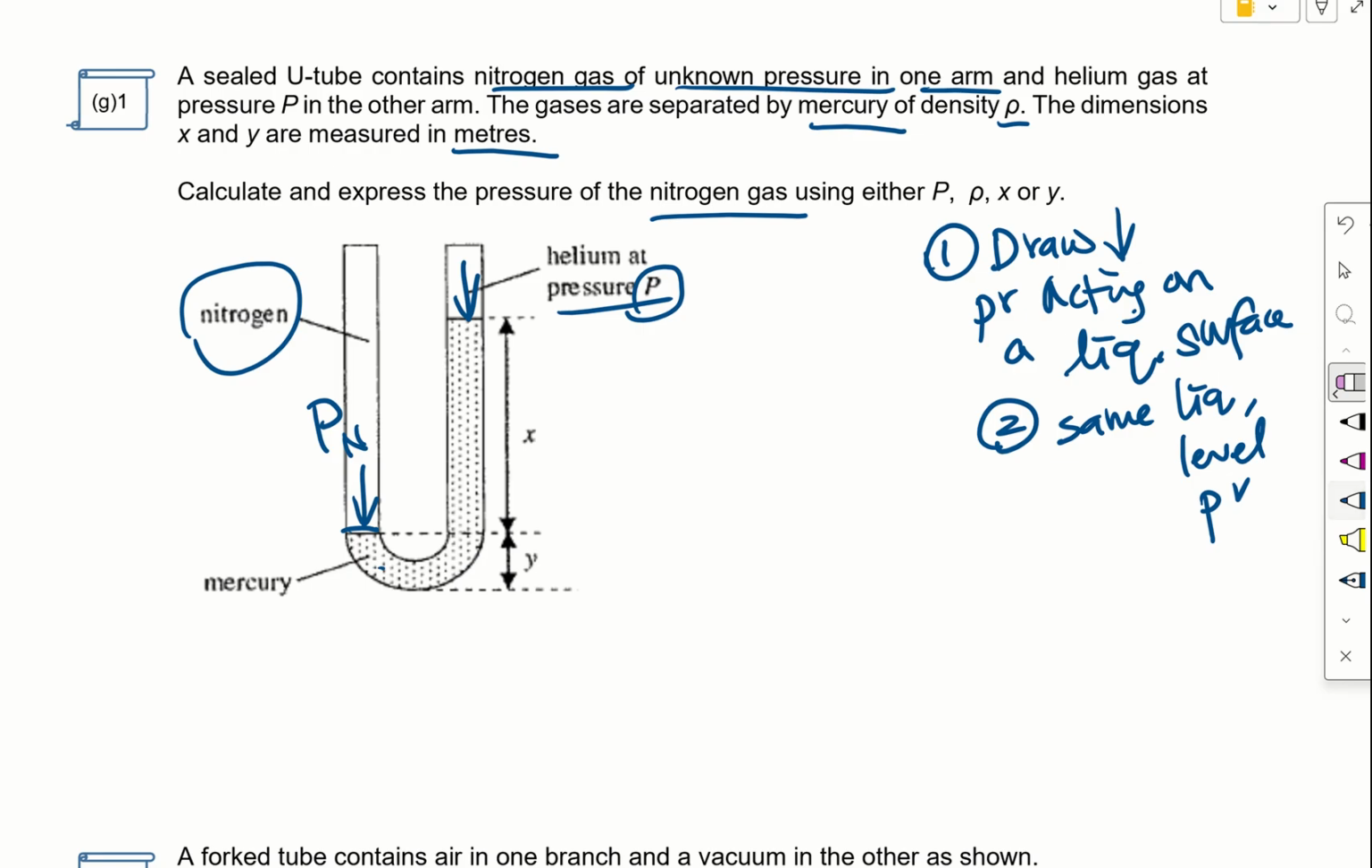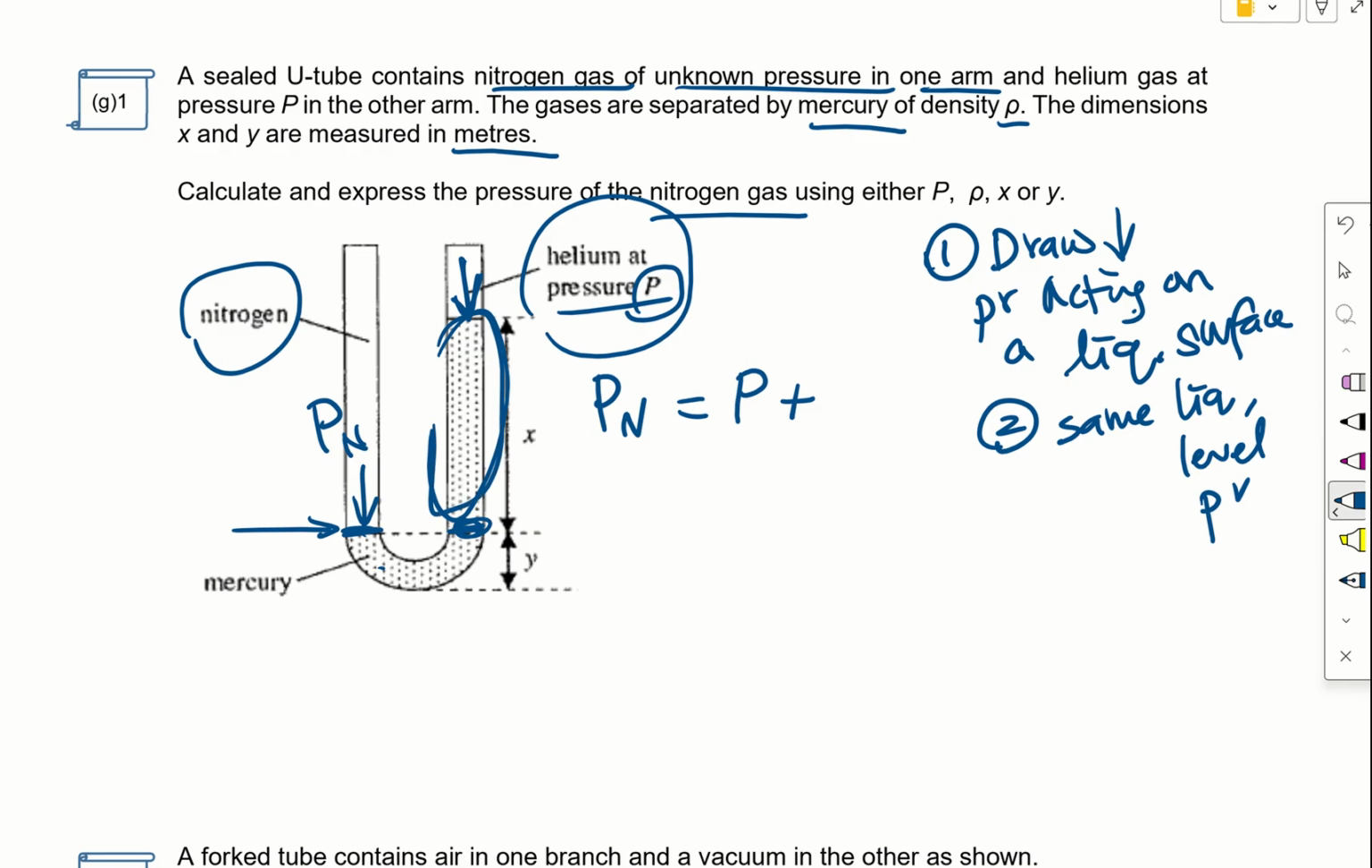So the next best place that I can choose is over here, whereby we have the same liquid, same level, therefore they will have the same pressure. Therefore, I can write down the pressure due to the nitrogen gas is equal to the pressure due to helium, capital letter P, plus this liquid pressure. Because imagine you're at this spot, the pressure acting upon you is the helium pressure plus the amount of liquid exerting their weight on you, and that is the pressure due to the liquid level.